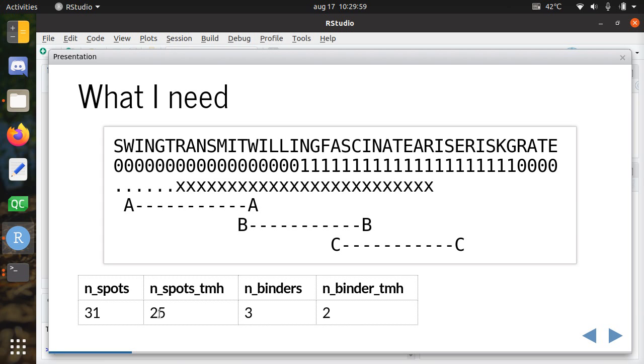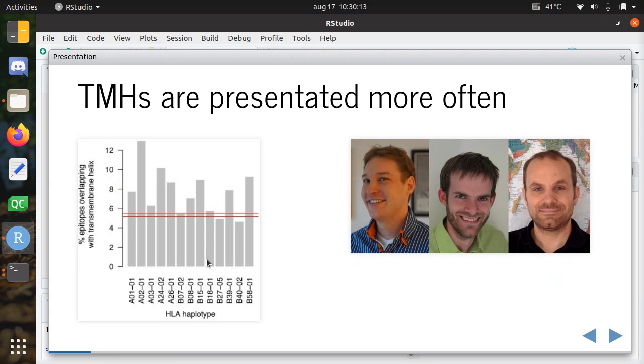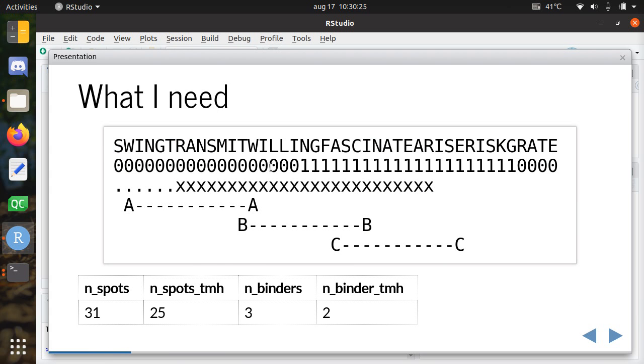Actually, less, because 25 out of 31 spots is transmembrane helix. So you expect 25 divided by 31. But well, for three binders, you can't get that. So I need these values to make this graph, where these lines represent the spots that have overlap with transmembrane helix, and the bars represent the number of epitopes that overlap with transmembrane helices.